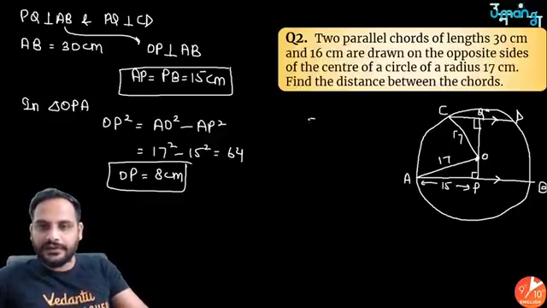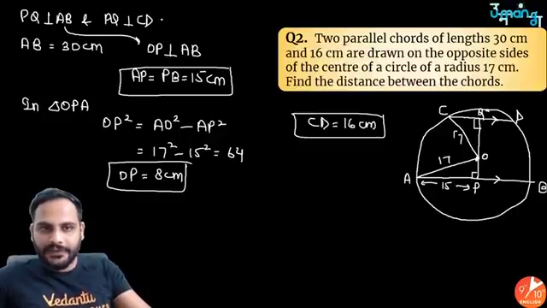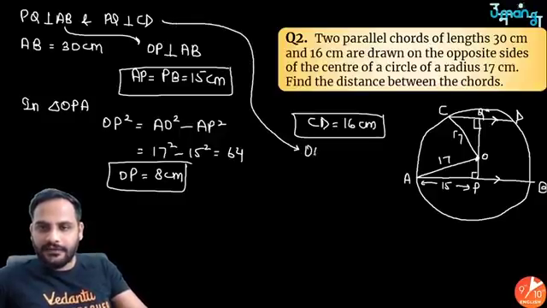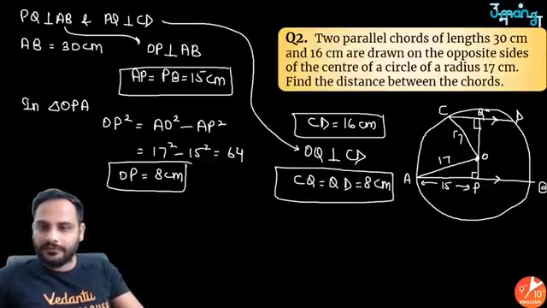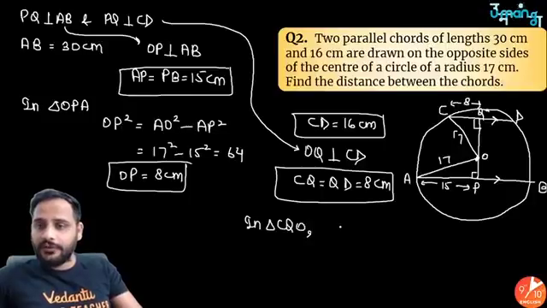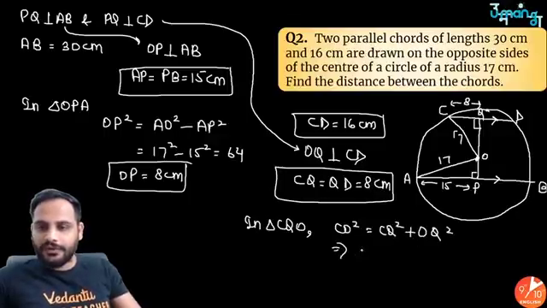Right? Similarly, now I will go for this part. CD is given as 16 centimeters, and we know that if PQ is perpendicular to CD, I can say OQ is also perpendicular to CD. So the perpendicular from the center will bisect the chord. So CQ is equal to QD. Both will be equal to 8 centimeters. So this is 8, this is 17. In triangle CQO, if I use Pythagoras theorem, CO square is equal to CQ square plus OQ square. So from here you will get OQ as 15 centimeters.